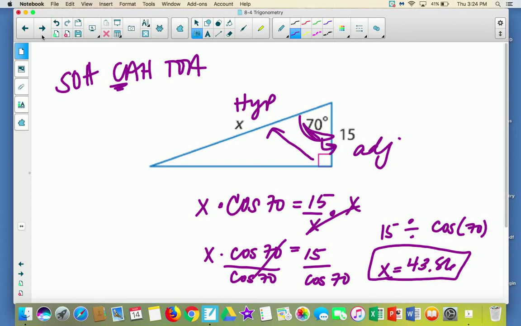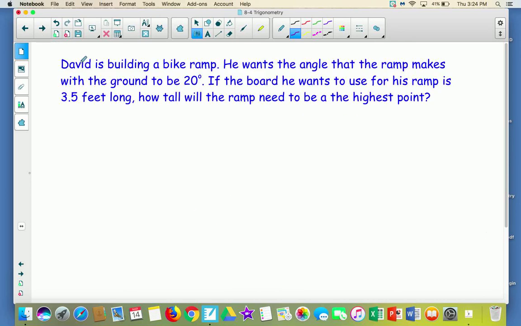All right, let's go to the next example, which is a word problem. David is building a bike ramp. He wants the angle that the ramp makes with the ground to be 20 degrees. If the board he wants to use for his ramp is 3.5 feet long, how tall will the ramp be at the highest point? Cannot read. I'm trying to flip the page and read at the same time.